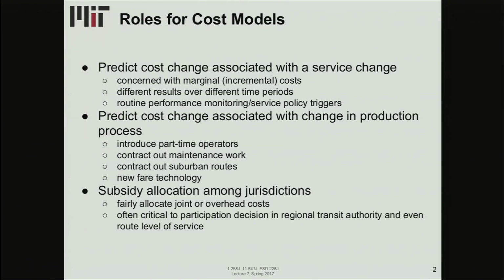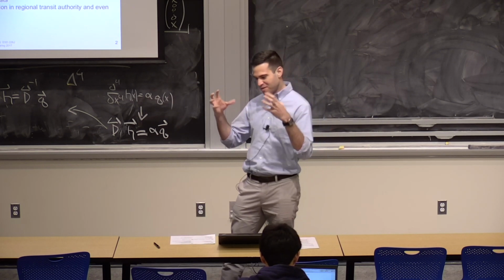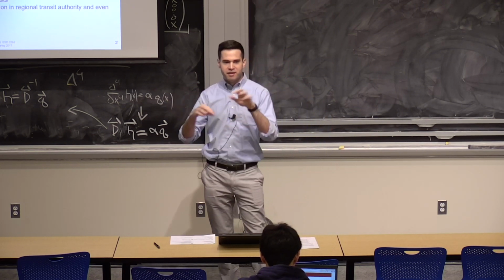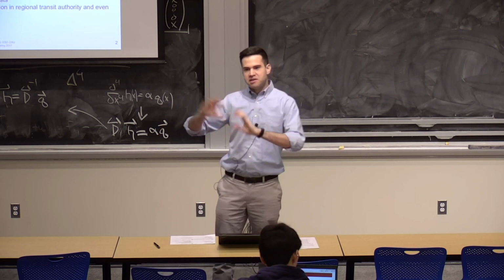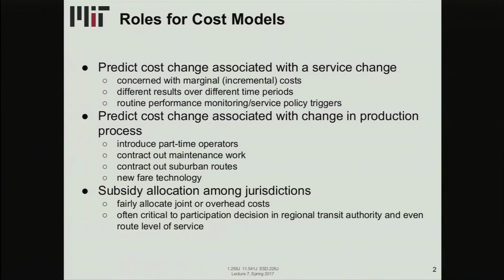So what are the roles? How could cost models be used? To start, a cost model is a mathematical model that takes some variables and predicts some cost for the agency. It could be operational cost, it could be fixed cost. So how could these be used?